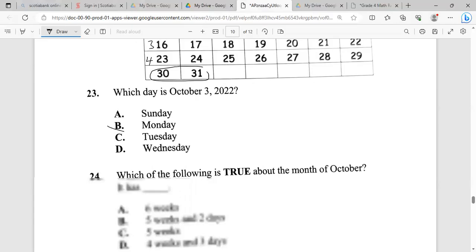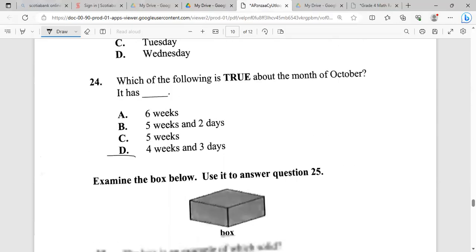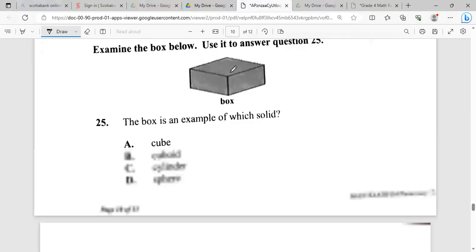All right. Which of the following? Examine the box below. Use it to answer item 25. The box is an example of which solid? Is it a cube, cuboid, cylinder, or a sphere? And that would be cuboid.